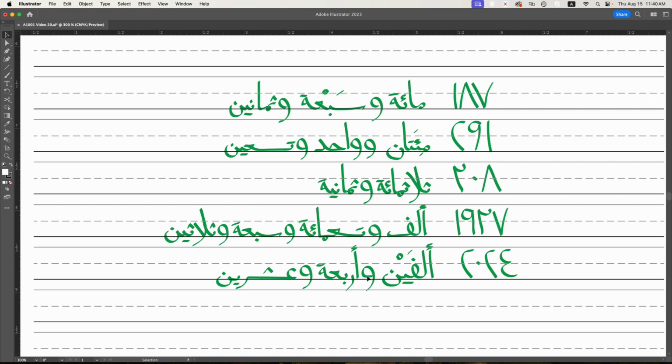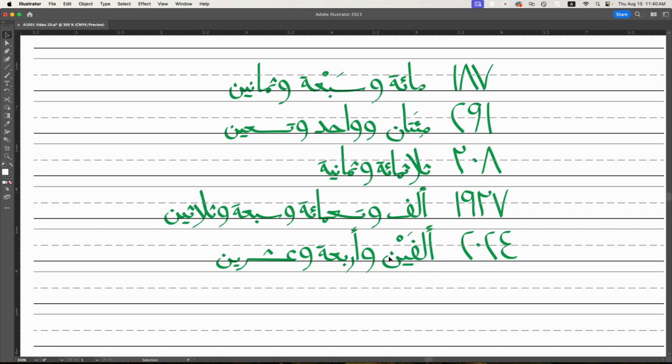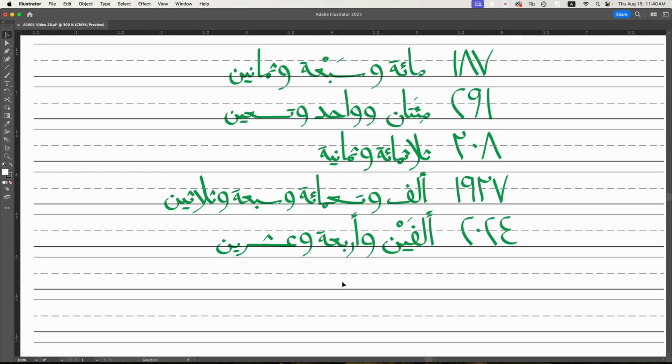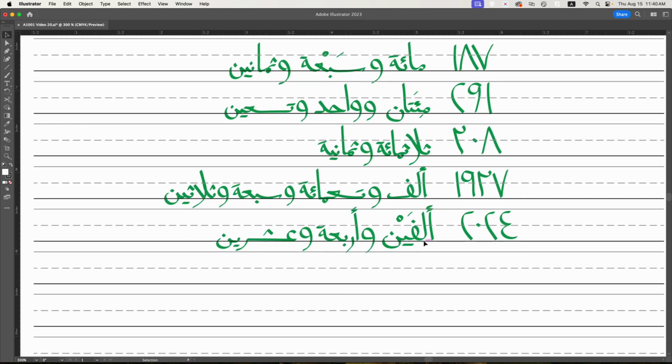So this year is 2024. So in Arabic, we're going to say alfain for 2,000. Sometimes, very rarely, it will be alfan, but everyone's going to say alfain. Alfain wa arba wa ishreen. There's no hundreds here, so we have 2,000 and 4 and 20. So it's not that hard to learn once you learn the system. So you shouldn't have too much problem with it.